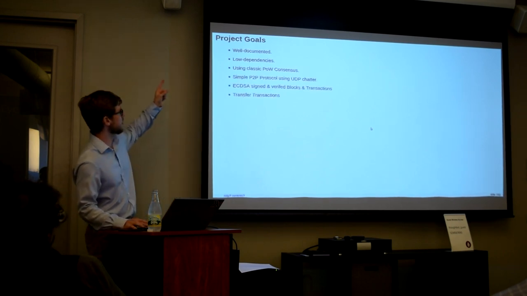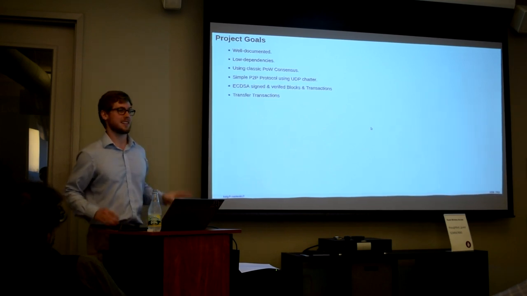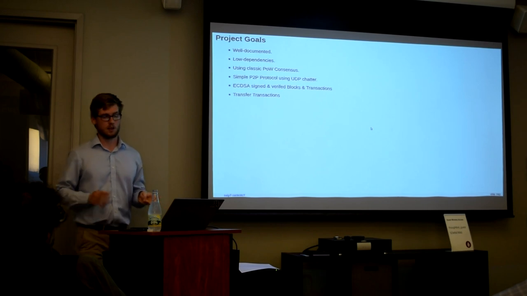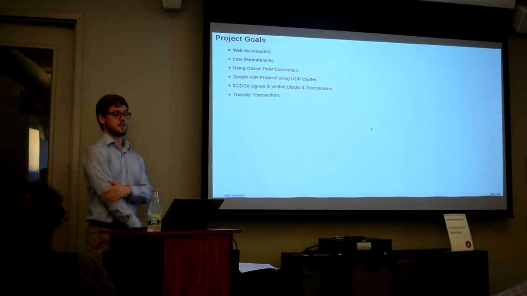I want it to be well documented. I want it to not have a lot of dependencies. I want to give an example of a classic proof of work consensus algorithm, or single consensus algorithm. It's a simple P2P protocol.